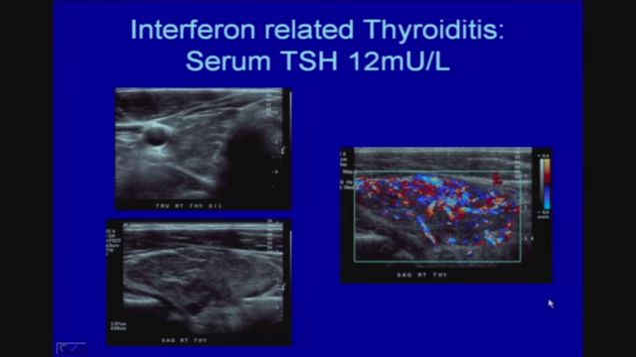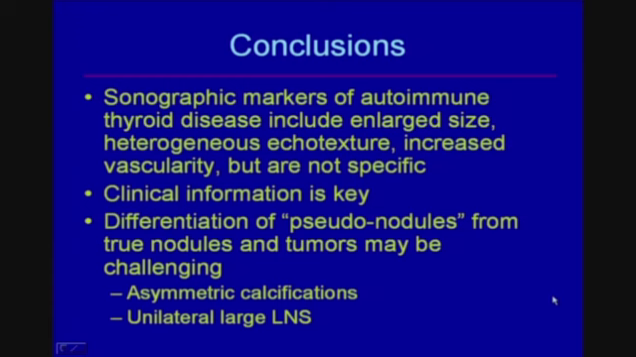repletion of his T4. So in conclusion, there are a number of sonographic markers of autoimmune thyroid disease, including enlarged gland size, heterogeneous echogenicity, increased vascularity, but they're relatively nonspecific and overlap, and clinical information is always key. One of the important things I've hoped to present to you is the differentiation of pseudonodules from true nodules in the setting of patients with autoimmune thyroid disease, particularly Hashimoto's thyroiditis, and some clues that can differentiate between the two.